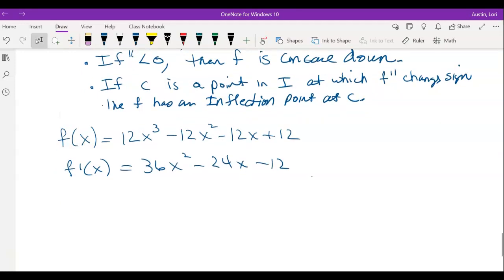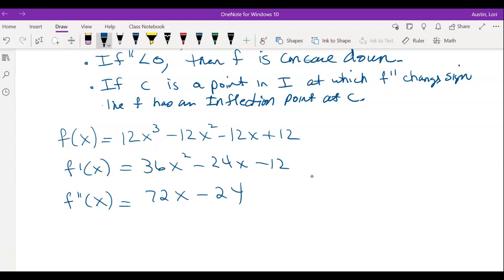Okay. Now to do a second derivative test, what do I need to do? First I've got to actually take that second derivative. So let's take that second derivative. What do we get? 72x minus 24. We've already done the first derivative test, and we'll recopy what we did there in a minute. But let's just do our second derivative test now.